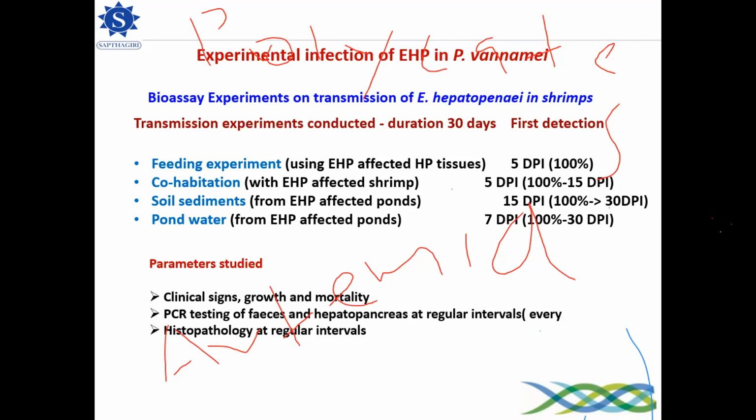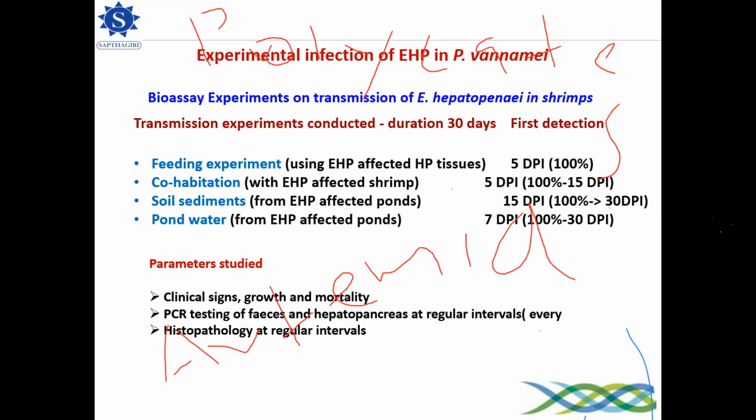So these experiment results suggest better treatment of soil, better treatment of pond, and low stocking. If the pond has a higher stocking density, the cohabitation chance of getting EHP infected is higher. So it is better to have a low stocking density to control EHP.